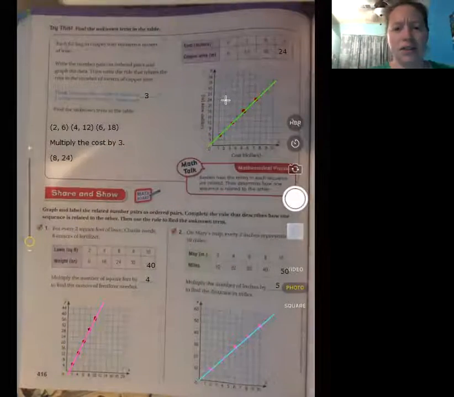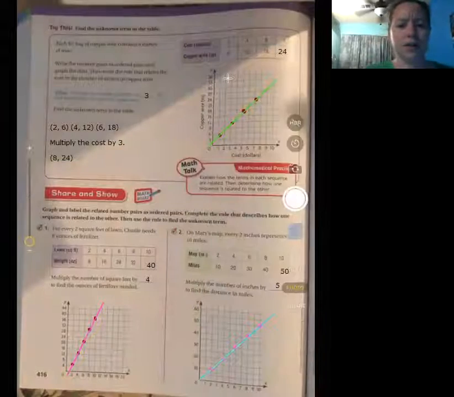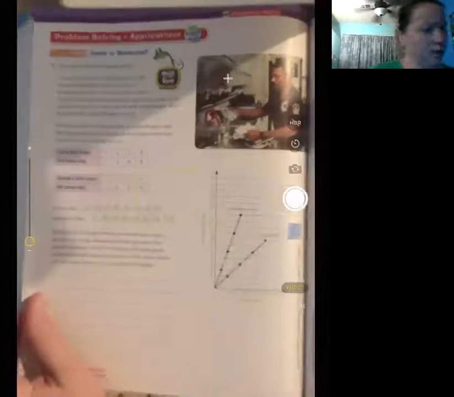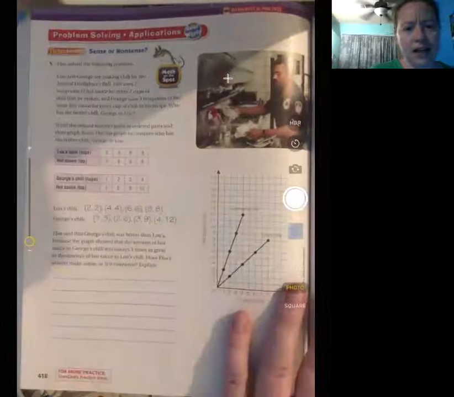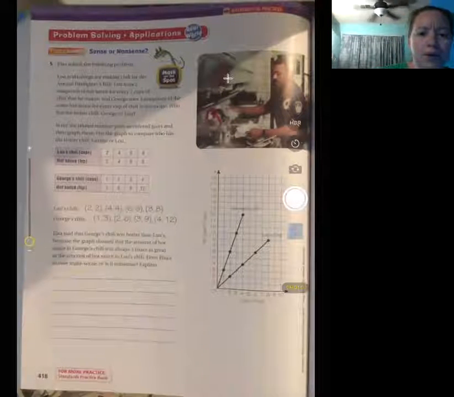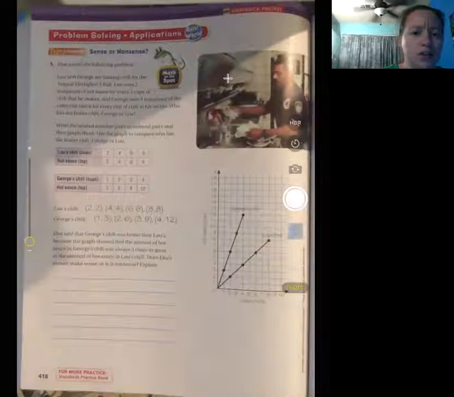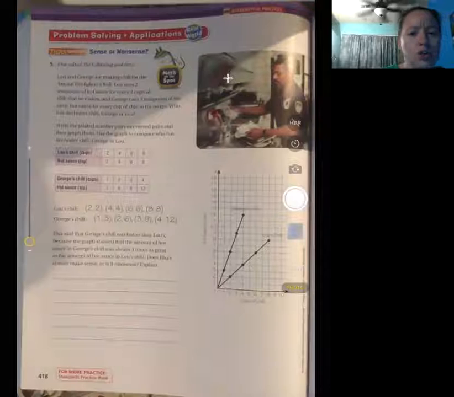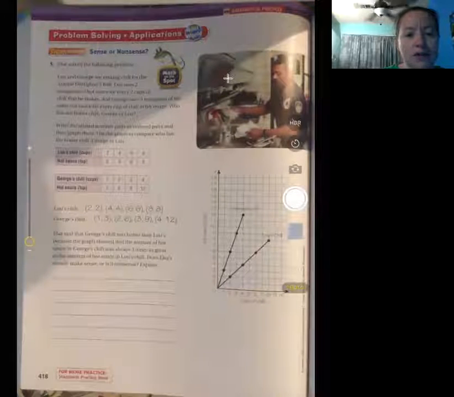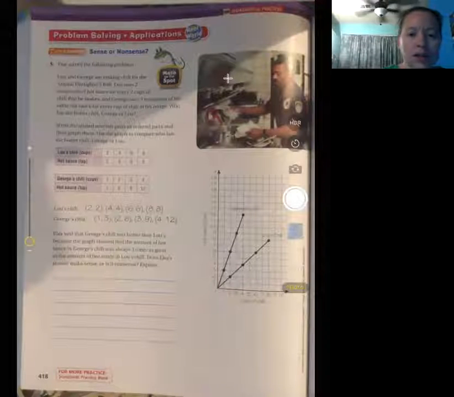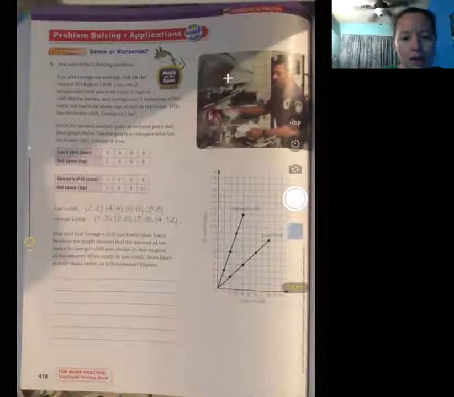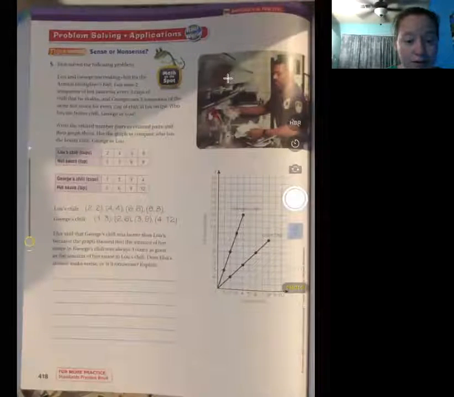Let's look at the back of it. So I'm clearing this. Number 5, Elsa solved the following problem. Lou and George are making chili for the annual firefighters ball. Lou uses 2 teaspoons of hot sauce for every 2 cups of chili that he makes. George uses 3 teaspoons of the same hot sauce for every cup of chili in his recipe. Who has the hotter chili, George or Lou? So they wrote down all of the ordered pairs so they could then make a graph.